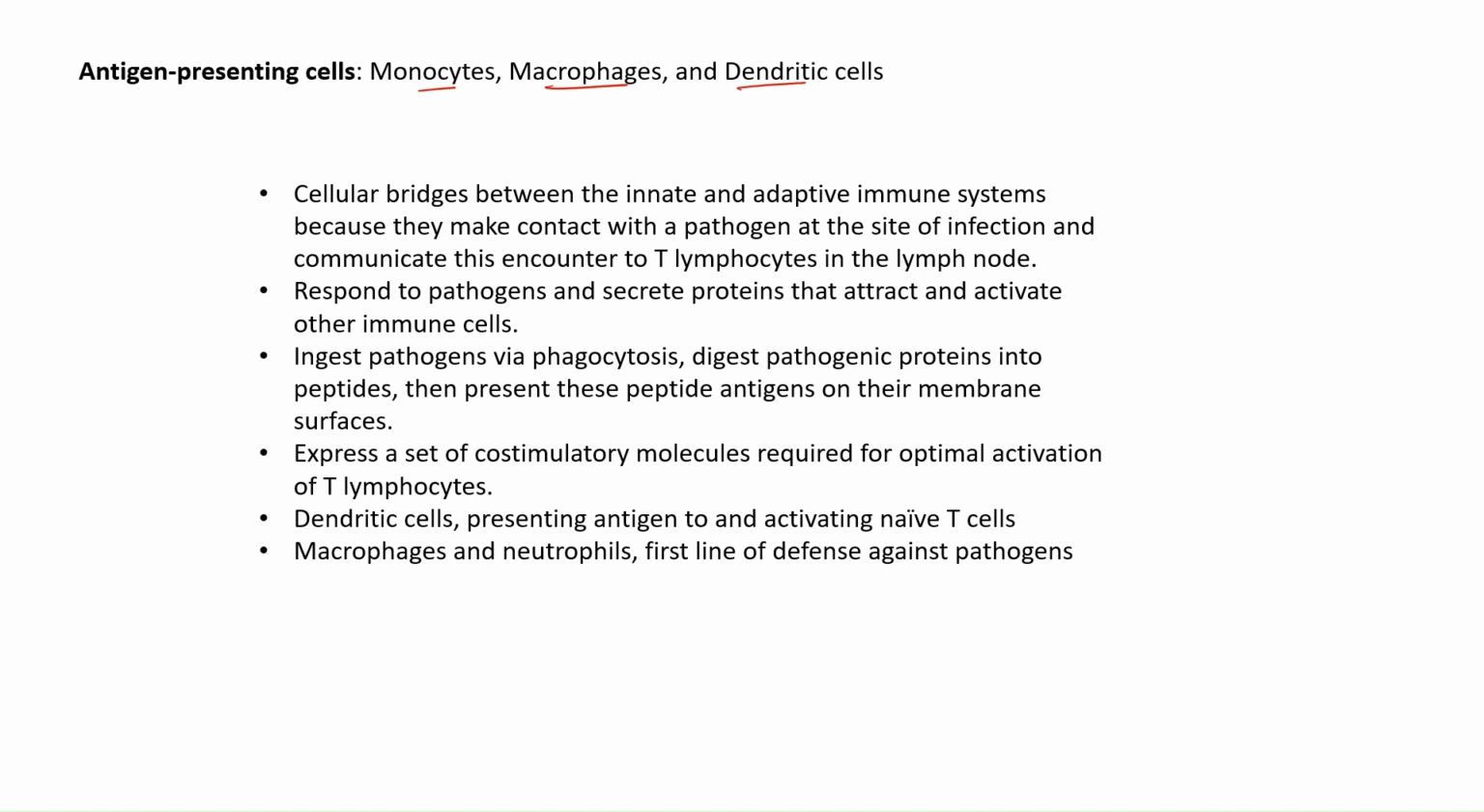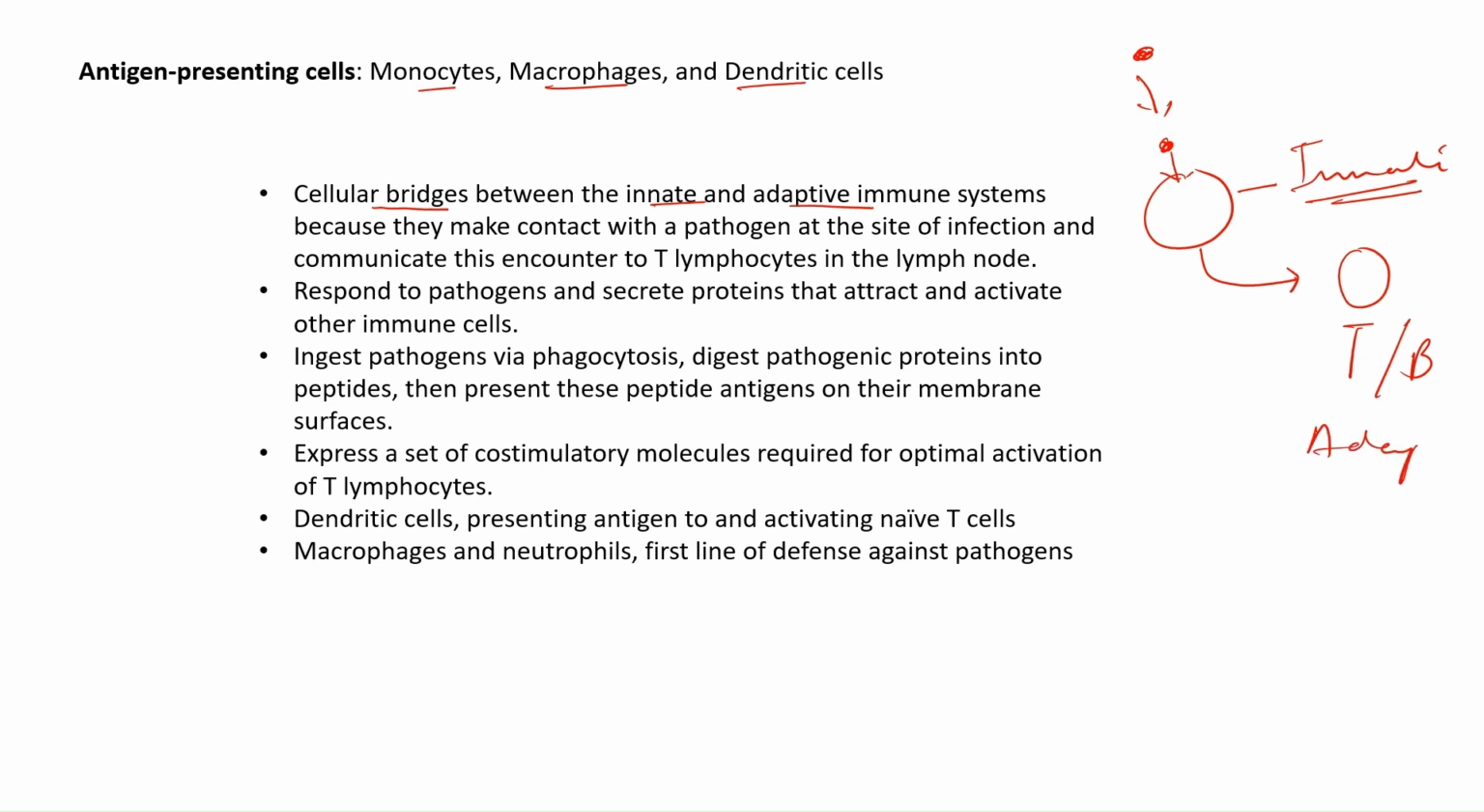Now, these antigen presenting cells form a cellular bridge between the innate and adaptive immune system. Why? Because whenever any antigen enters our body, these cells will interact with this antigen, and after interaction with the antigen, they will present some part of the antigen to adaptive immunity, that is T cells or B cells. So they form a cellular bridge between innate and adaptive immune systems because they themselves are the cells of innate immunity and they mediate adaptive immunity by presenting the antigens to these T cells and B cells.